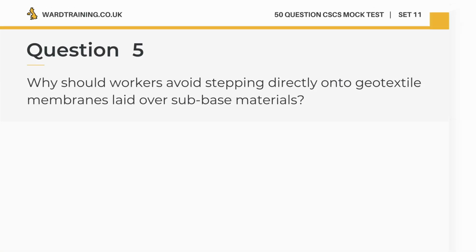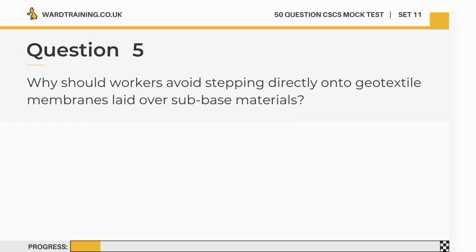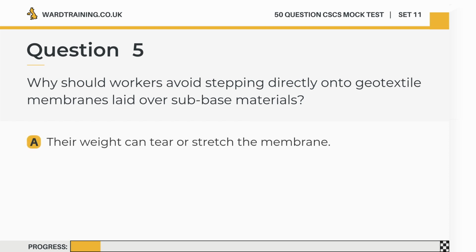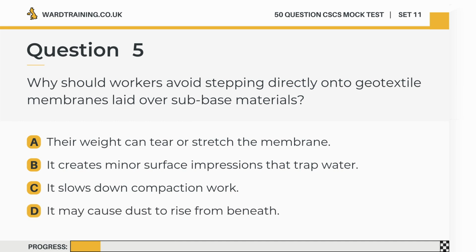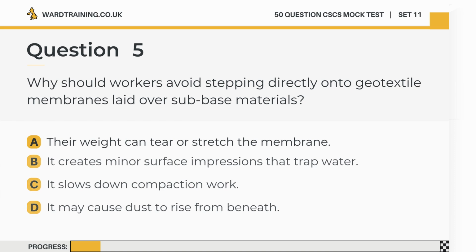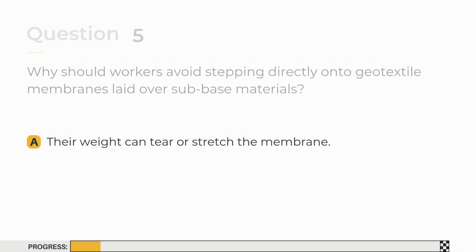Question 5. Why should workers avoid stepping directly onto geotextile membranes laid over sub-base materials? A. Their weight can tear or stretch the membrane. B. It creates minor surface impressions that trap water. C. It slows down compaction work. D. It may cause dust to rise from beneath. The correct answer is A. Their weight can tear or stretch the membrane.